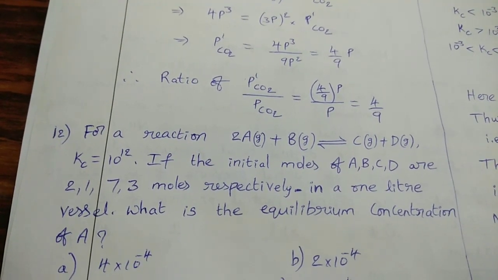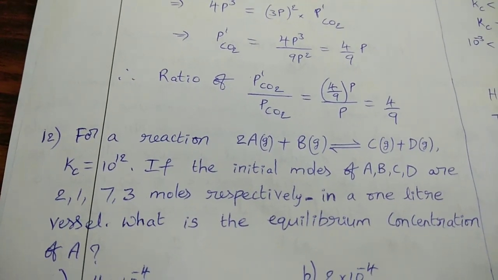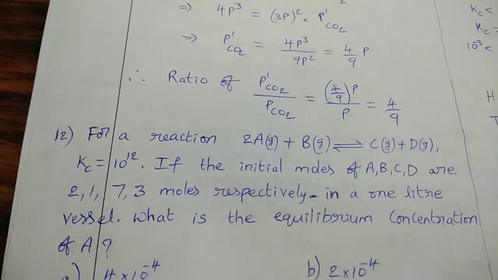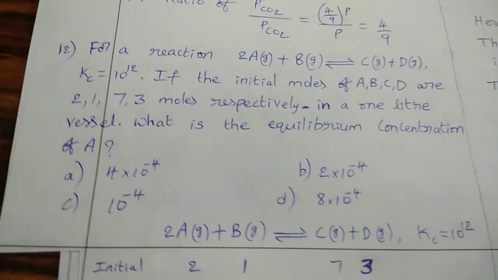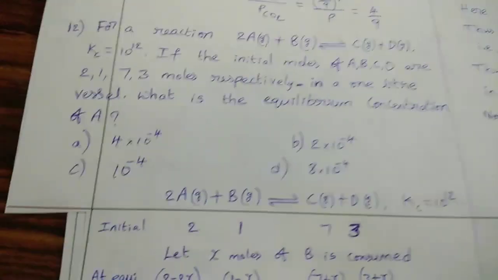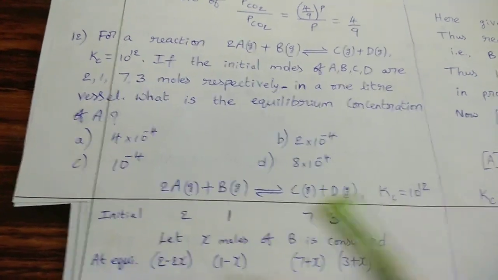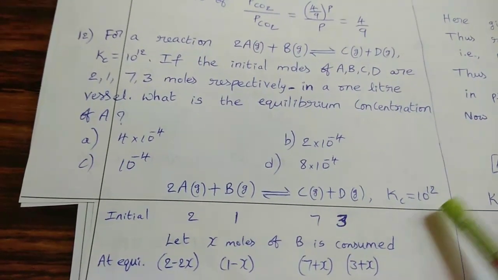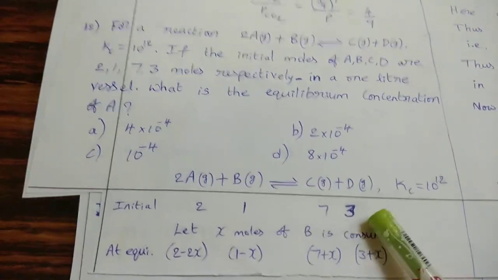Next, for a reaction 2A plus B gives C plus D, Kc equals 10^12. If the initial moles of A, B, C, D are 2, 1, 7, 3 moles respectively in a 1 liter vessel, what is the equilibrium concentration of A? Okay, so this is the given condition. It is somewhat a different question. Listen carefully. 2A plus B gives C plus D, equilibrium constant 10^12. Initially they gave the number of moles 2, 1, 7, 3.